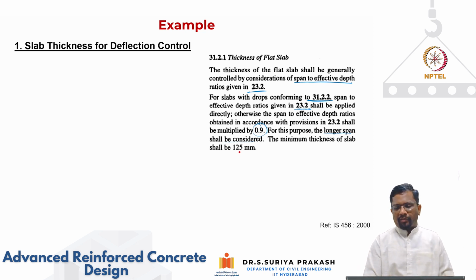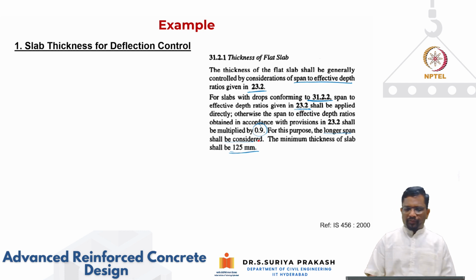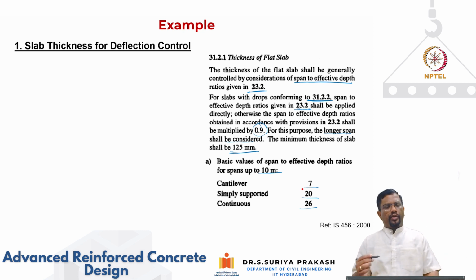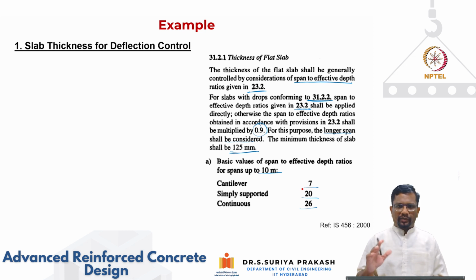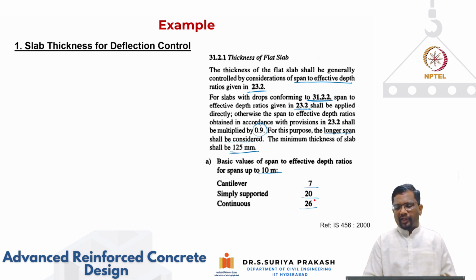And also, for a flat slab the thickness cannot be less than 125 mm. In fact, from a fire resistance point of view, it is always better to have at least 125 mm thickness of the slab. Okay, so now what are these basic values? Up to 10 meters, for a cantilever it is 7, for simply supported it is 20, for continuous it is 26. I would say a good number even for a flat slab would be an L by D ratio of 30 to start with.